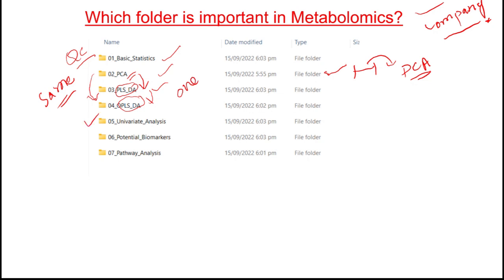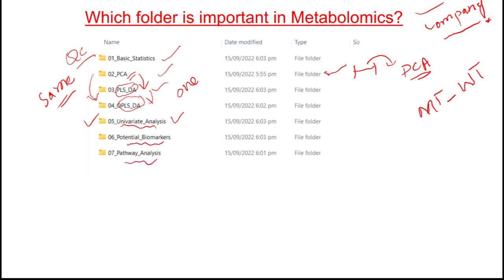And in my metabolomic analysis, I have only one variable. I was comparing mutant type with the wild type, so they have done the univariate analysis for me. And then I have potential biomarker analysis and pathway analysis.